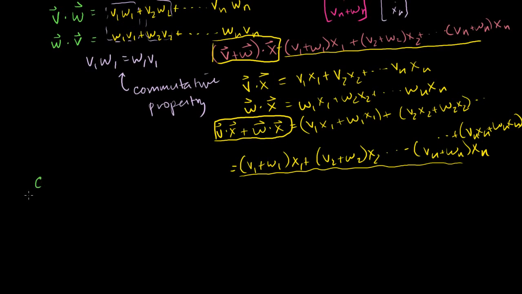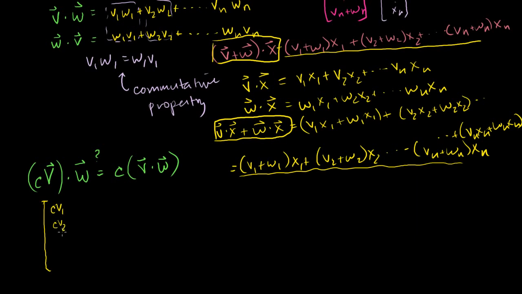If I take some scalar c and multiply it times some vector v, and then I take the dot product of that with w, if this is associative the way multiplication in our everyday world normally works, this should be equal to, and it's still a question mark because I haven't proven it to you, c times (v dot w). So let's figure it out. What's c times the vector v? C times the vector v is c v1, c v2, all the way down to c vn.